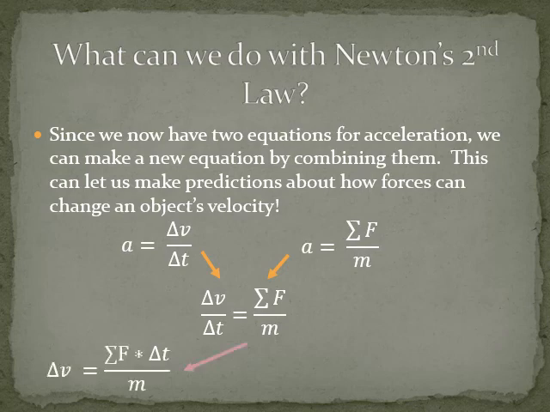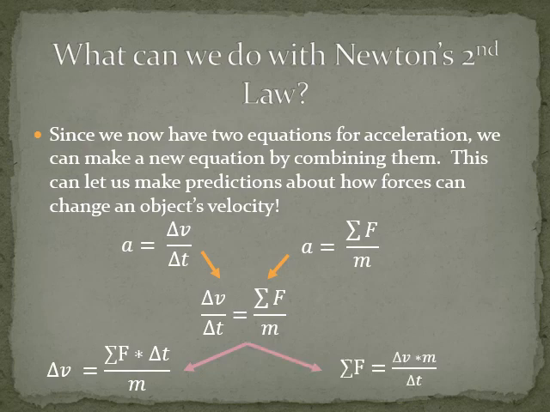Like for example, if you multiply both sides by delta t, you get this equation, delta v equals sigma F times delta t over m. That's the equation that we used when we were talking about our marshmallow launchers to try to help us make predictions about changes we could make to cause the marshmallows to have a bigger change of velocity when they're launched.